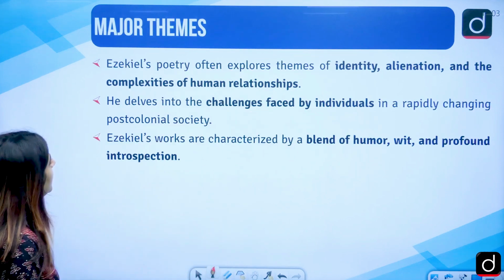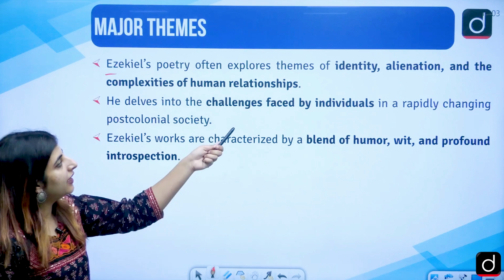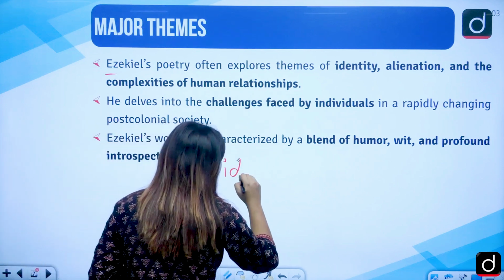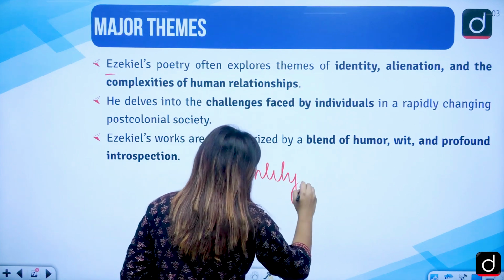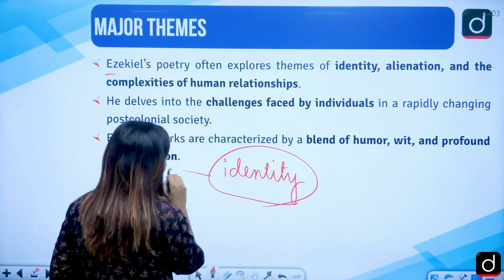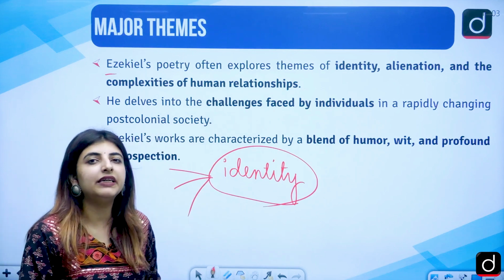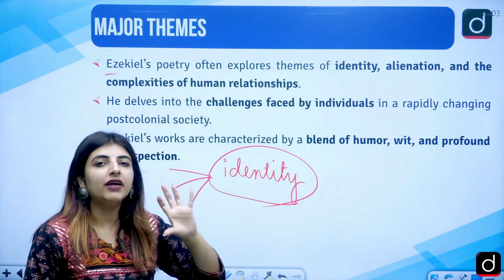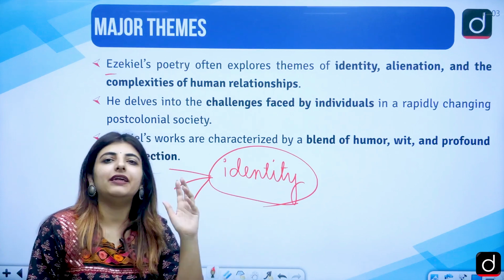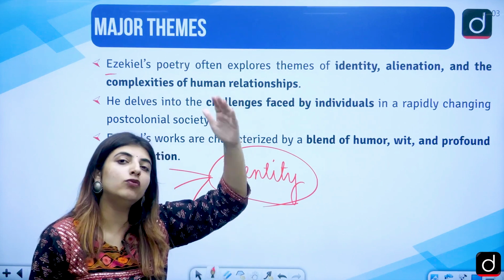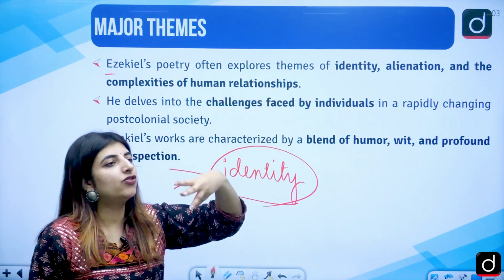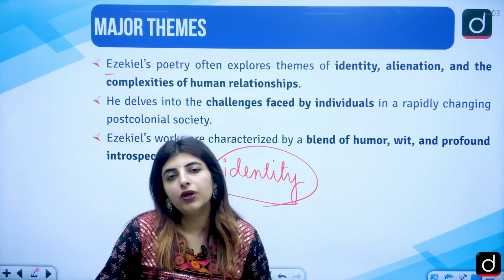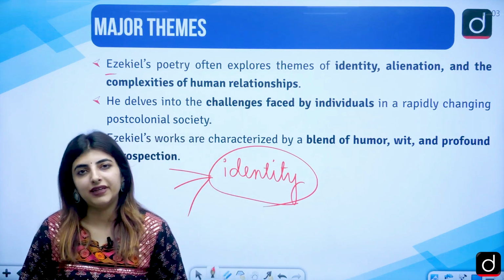His poetry often explores the themes of identity, because, of course, when I talk about identity, any writer who has been brought up in a multicultural environment, let's just take an example that you are born in India, you are brought up till 18 years of age in India, and then you move to some other country. You try to get involved or get used to their ways of living basically.